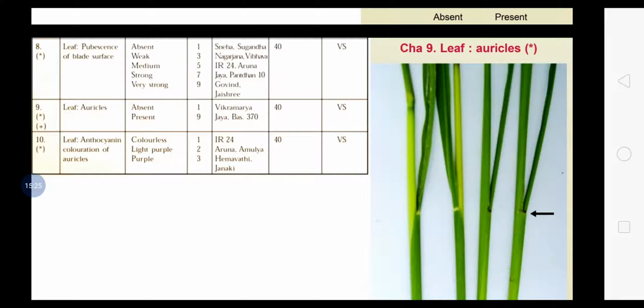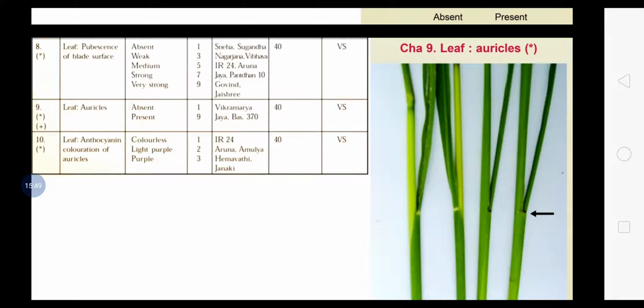The ninth characteristic is leaf auricles. Auricles may be absent or present. Absent is scored as 1 and present as 9. Absent example is Vikramaria and present is Jaya, Basmati 370. Auricle, you may see the black layer above the leaf blade.